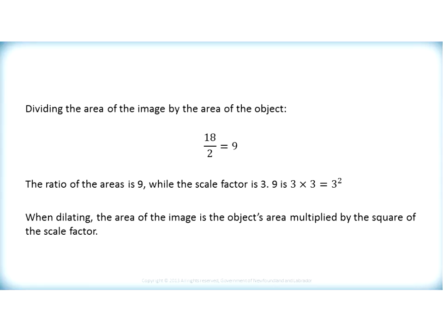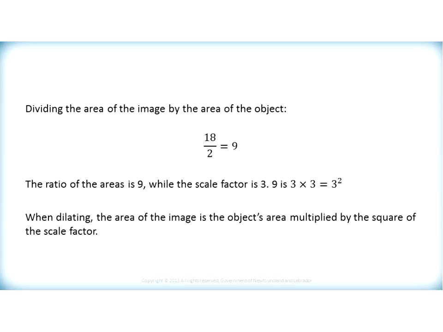And when dilating, the area of the image is the object's area, whatever the area of the original object was, multiplied by the square of the scale factor. So in this case, our scale factor was 3, and the area increased by a value of 9. We multiplied both the length and the width by the scale factor of 3. So both my length and my width are 3 times larger than they were before. If the length and the width are both 3 times larger than they were before, the area is the length times the width. So we have 3 times the length times 3 times the width, and that'll give us 9 times the original object's area.